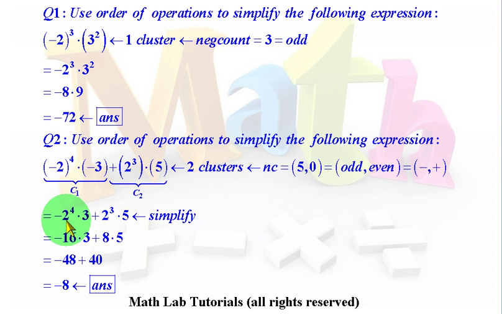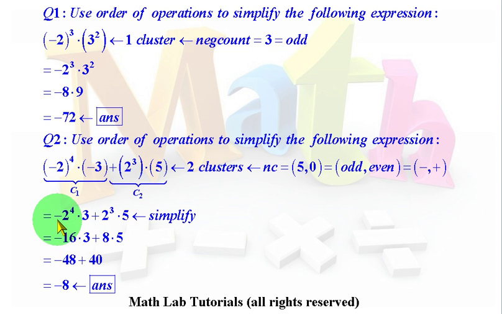So we put a negative sign over here, drop all the negatives, and you write 2 to the power 4 dot 3. Over here, it's positive. That's what we set up here. It would be positive for the second cluster. And we have 2 to the power 3 dot 5. And then we simplify each cluster in turn.